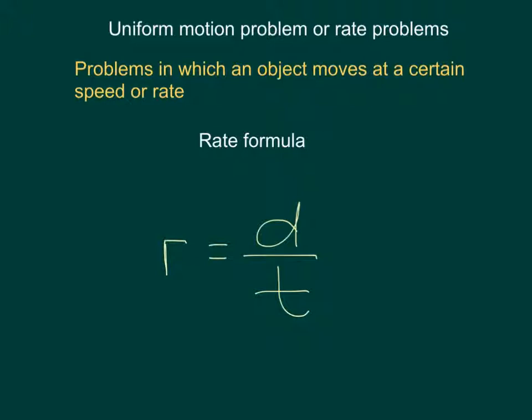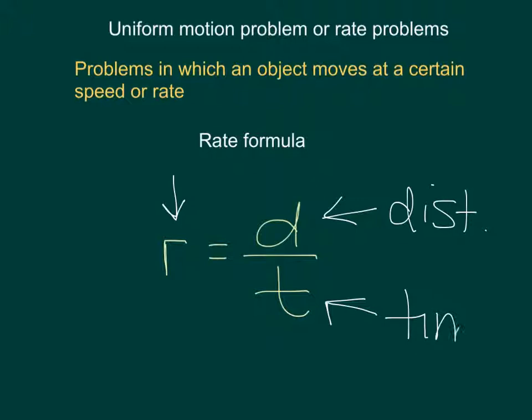There are also some problems that are called uniform motion or rate problems, and these are problems in which an object moves at a certain speed or rate, but you end up comparing 2 rates or 2 speeds. So you first have to calculate the speed or the rate, and then you have to figure out how they're compared. So the formula we have for rate is rate equals distance divided by the time.